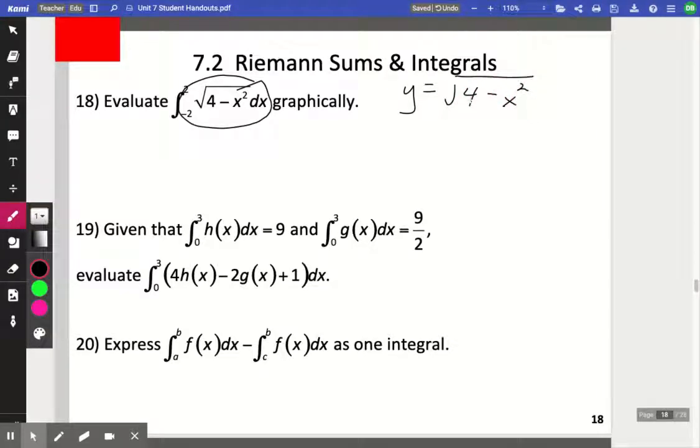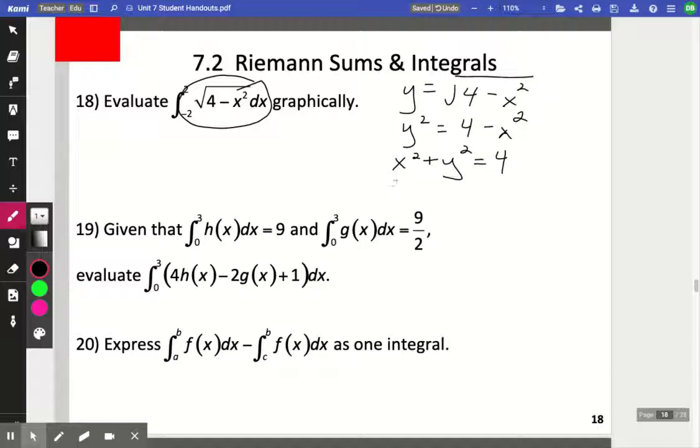Now, let's square both sides. So I get y squared equals 4 minus x squared. And let's bring the x squared to the other side. So x squared plus y squared equals 4. If this is true, what does that mean? Well, that means this is a circle centered at 0, 0, with a radius of 2.